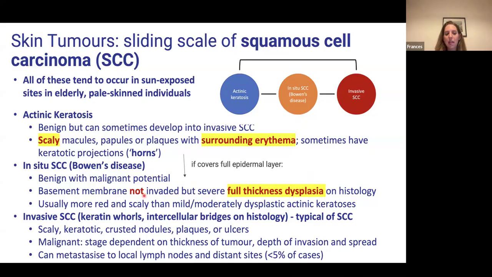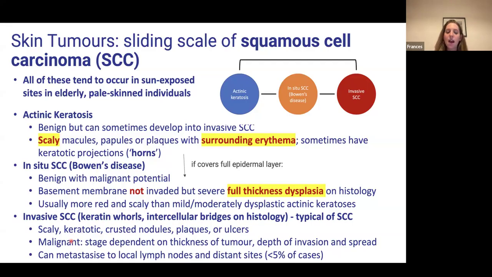Then you move on to your invasive SCC. In this case, like all SCCs, which you've hopefully learnt about in the lung and so on, they're going to be distinguished by these keratin whorls, these intercellular bridges on histology. They're going to be scaly, keratotic nodules, plaques, or ulcers. As I said, they can look a little bit like keratoacanthoma.